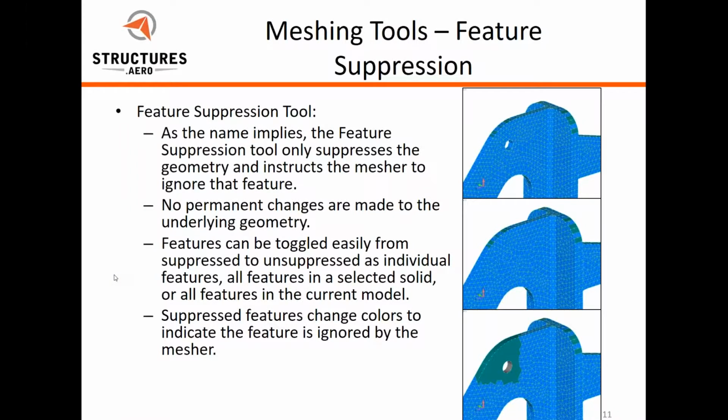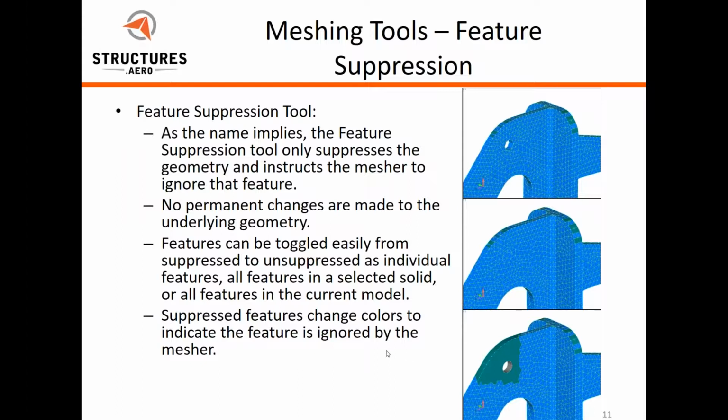So the feature suppression tool, simply as the name implies, is going to suppress a feature. In other words, it's going to tell the mesher to ignore that feature. It's not making any permanent change to the geometry. And we can real easily get features from suppressed to unsuppressed and back with a simple toggle.